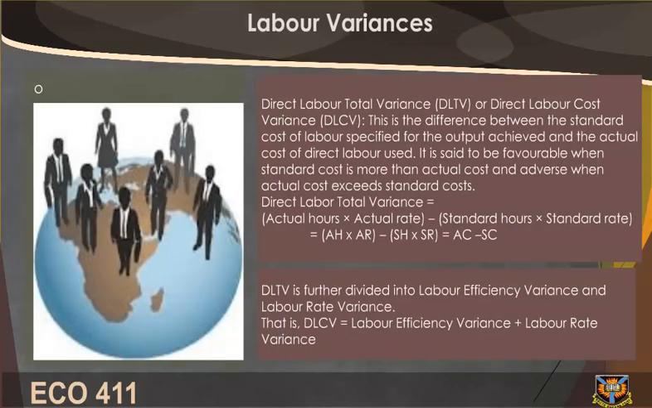Labor variances. Direct labor total variance (DLTV) or direct labor cost variance (DLCV). This is the difference between the standard cost of labor specified for the output achieved and the actual cost of direct labor used. It is said to be favorable when standard cost is more than actual cost and adverse when actual cost exceeds standard costs. Direct labor total variance is further divided into labor efficiency variance and labor rate variance. That is, DLCV equals labor efficiency variance plus labor rate variance.